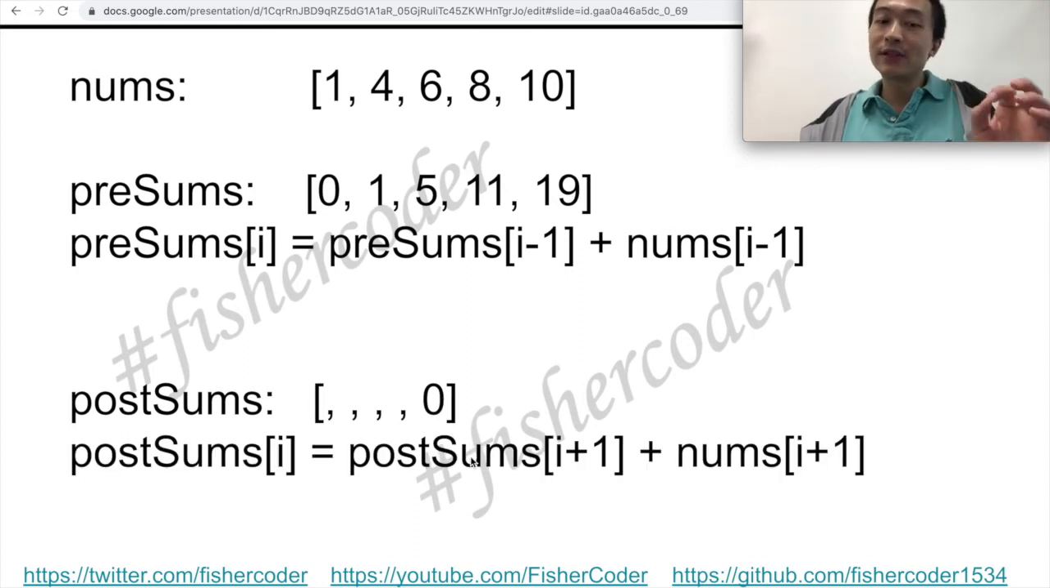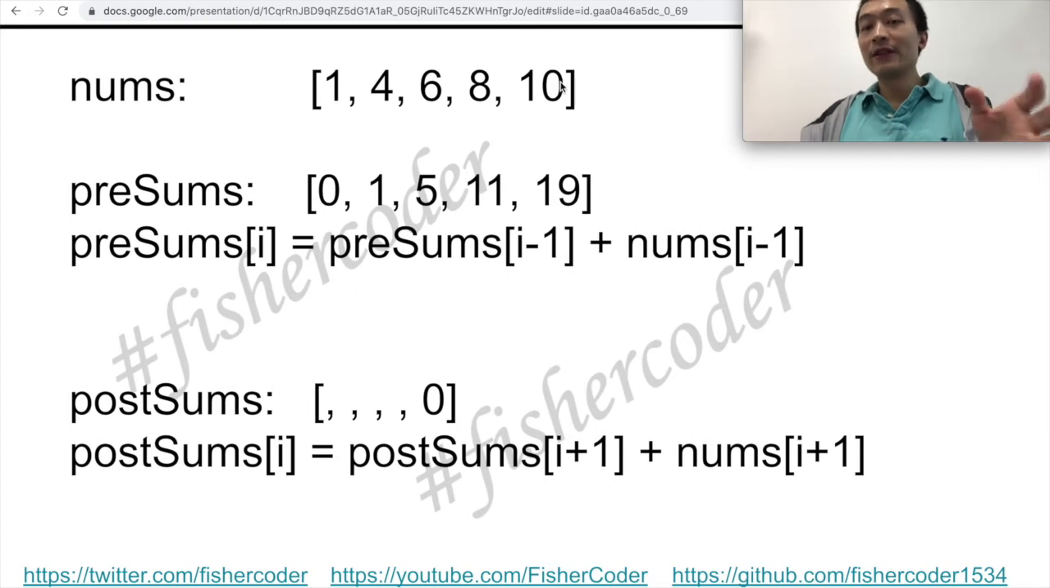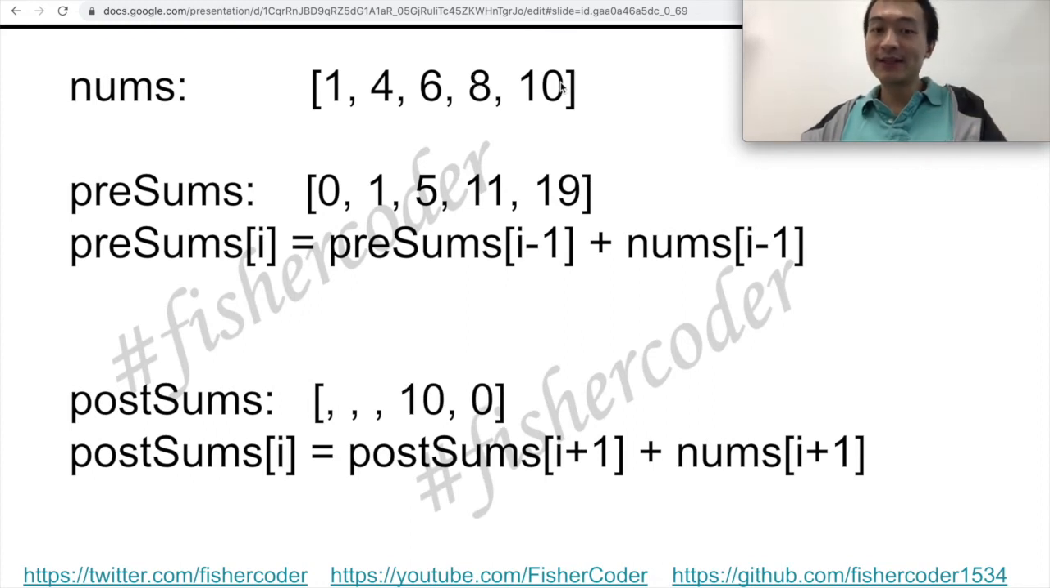So the post sum, all the way on the right, sums its number plus this number. For this number, it doesn't have anything on its right, so 0 plus 0 is 0. But for this one, how about this? It's going to be 10 plus 0, so it's 10.